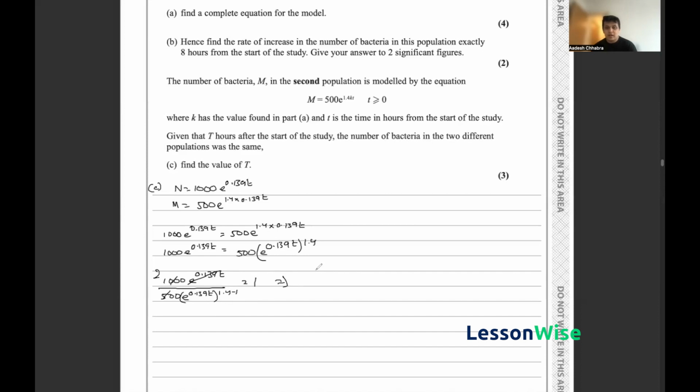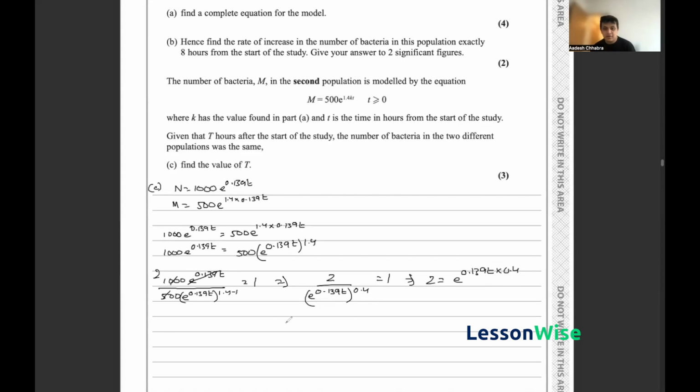So this then simplifies down to 2 divided by e to the power of 0.139T to the power of 0.4, and then we can equate this to 1, and using this equation we can solve for T. So essentially, if I again bring this in entirety to the right hand side, this would be 2 is equal to e to the power of 0.139T times 0.4, and then we can use our natural logarithms to help solve for T.